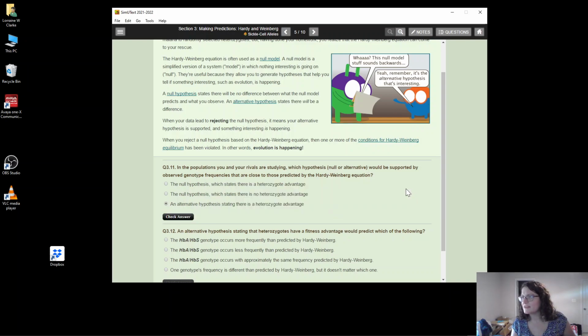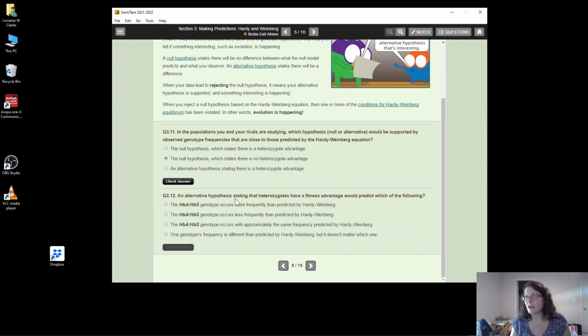Heterozygote advantage should lead to, okay, so if we found them close to predicted, which again, we're not finding, sorry. My brain went ahead of me here. The null hypothesis is going to say that everything's the same. There's no advantage for anything. There's no selection. Okay? The alternative hypothesis is indicating what we saw before, that the HbA, HbS genotype will occur more frequently than predicted.